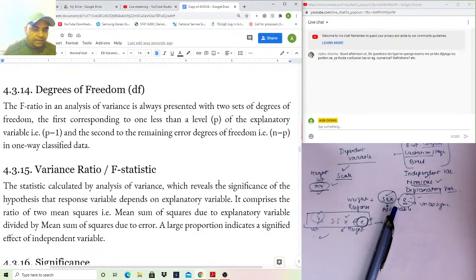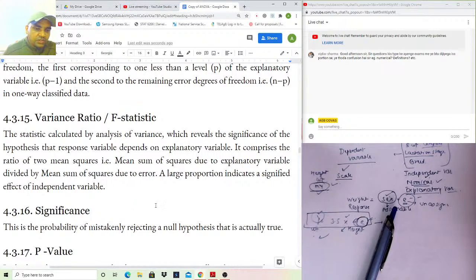Then what is the degree of freedom? The F ratio in analysis of variance is always presented with two sets of degrees of freedom. The first corresponding to 1 less than the level P of the explanatory variable, and the second to the remaining error degrees of freedom, which is n minus P. So you will be able to understand how we find these degrees of freedom when we do the analysis of variance table, right? Okay. Then when we do this analysis of variance table, all these terms will come.